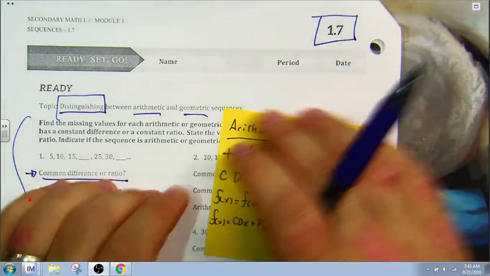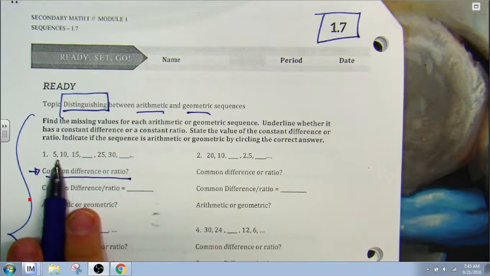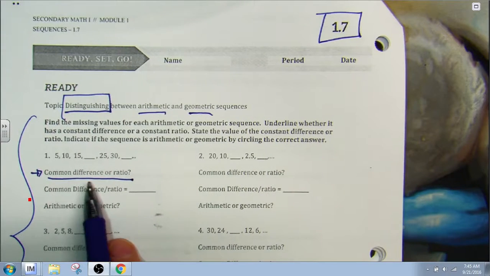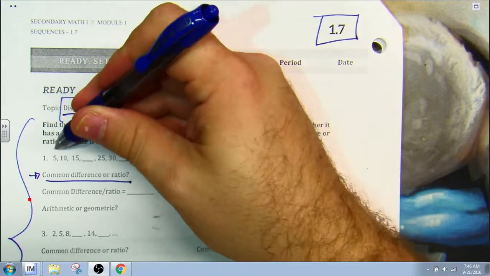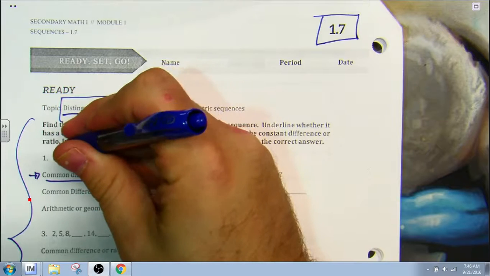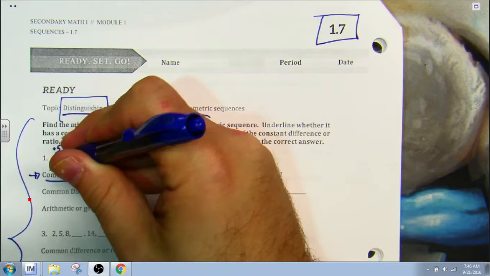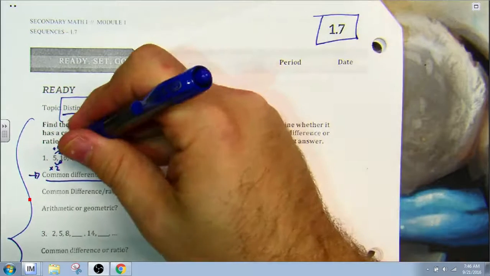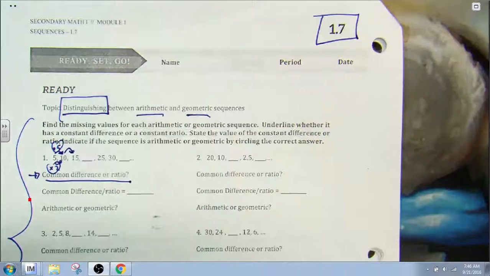So when we're looking at this sequence, 5, 10, 15, we have to figure out whether or not it's a common difference or a common ratio. So you have to be able to discern whether we're adding a number at each step or if we're multiplying by a number each step. So for this, I could see this as either plus 5 or I could see it as times 2. Now when I go from 10 to 15, did I add 5? Or did I times 2? And I can see that I added 5.